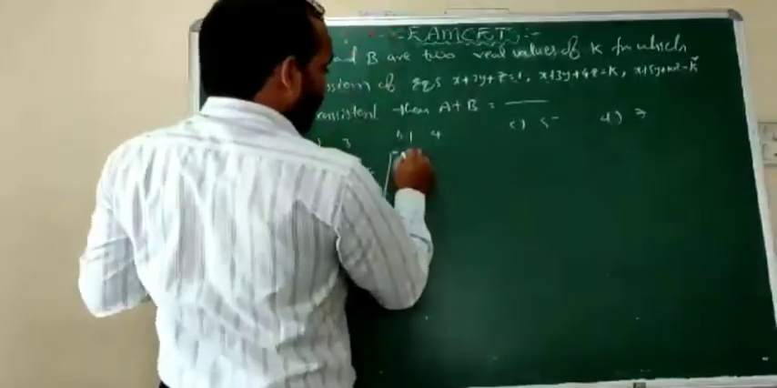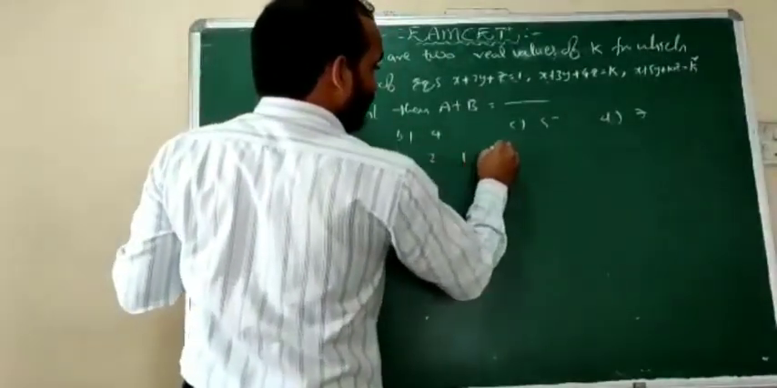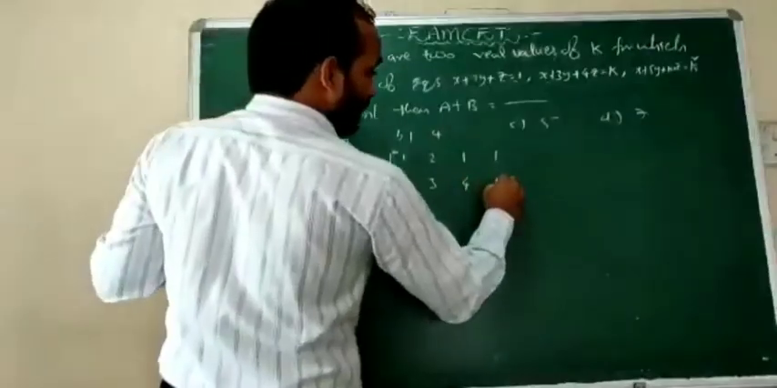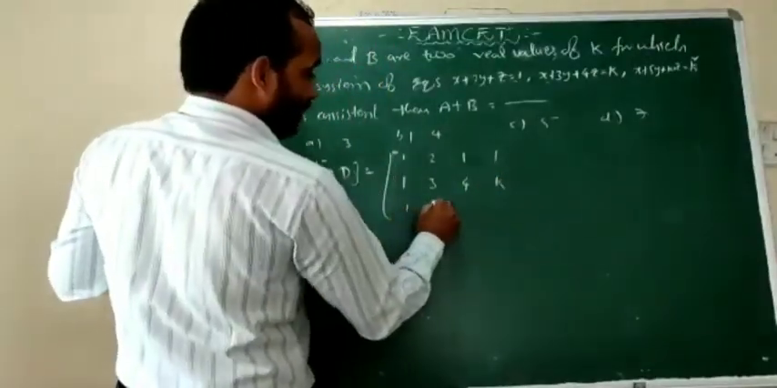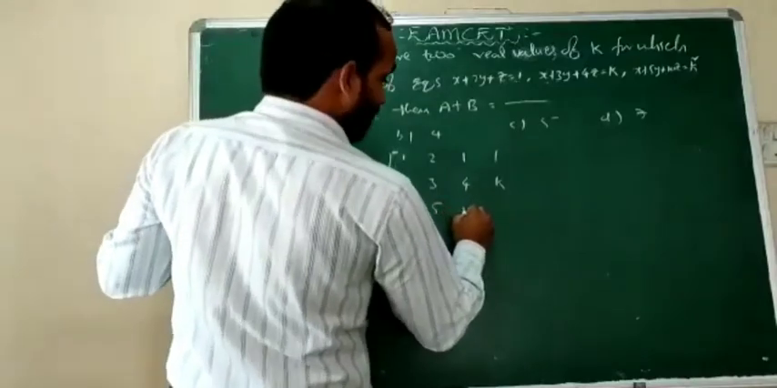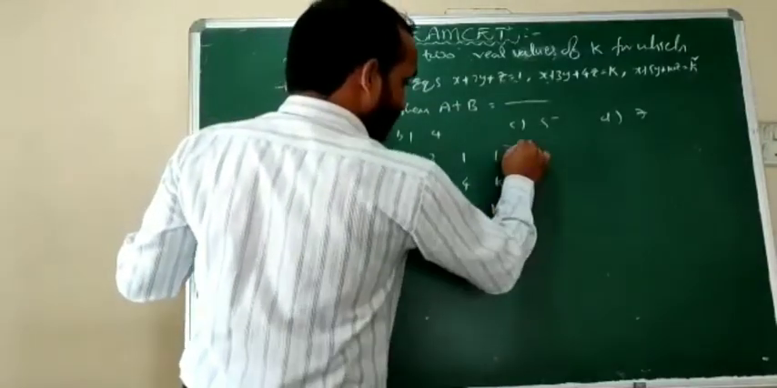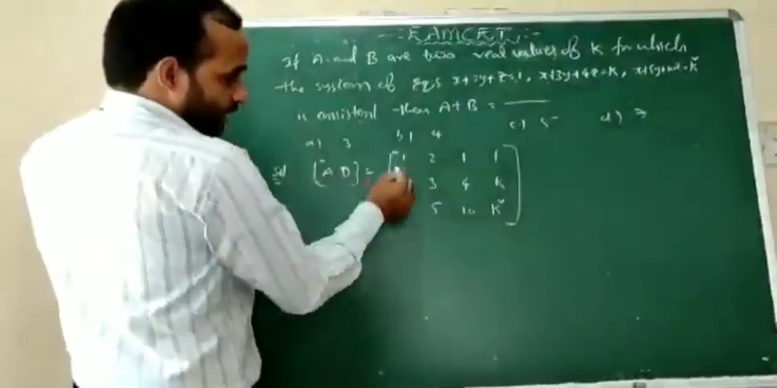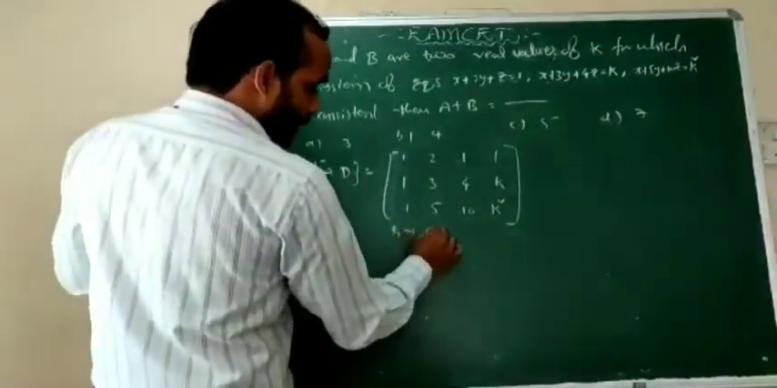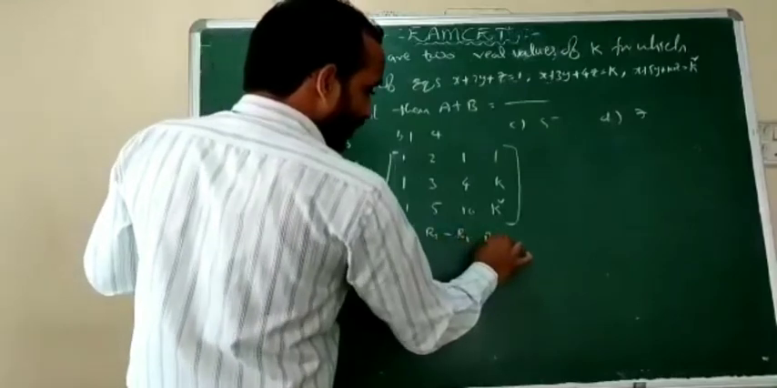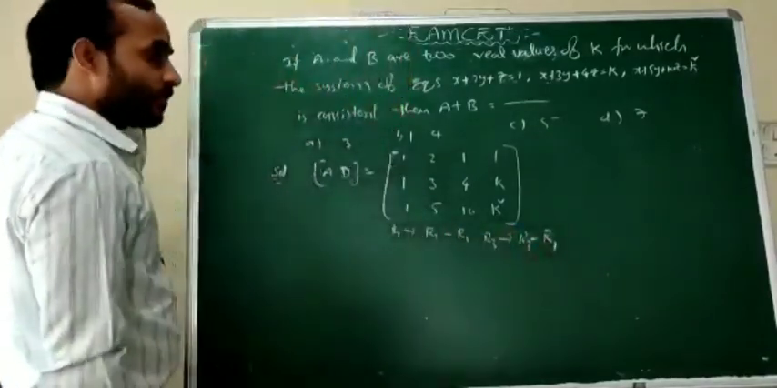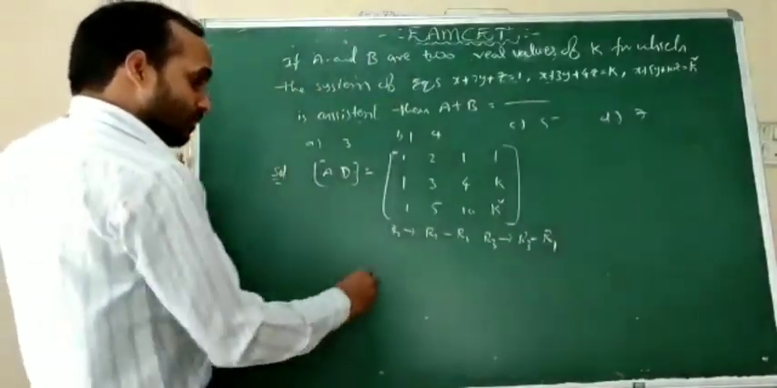What is that? 1, 2, 1, 1. Next 1, 3, 4, k. Next 1, 5, 10, k square. That is your primary duty. Next, R2 tends to R2 minus R1, and R3 tends to R3 minus R1. So what is the answer?